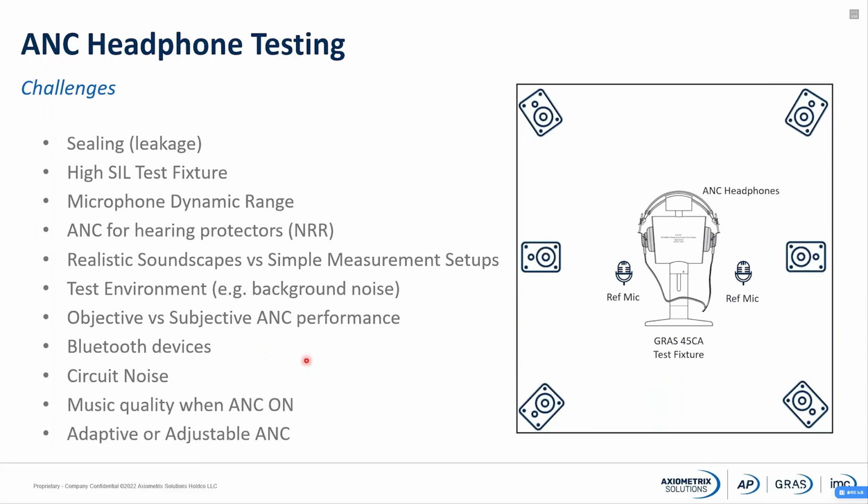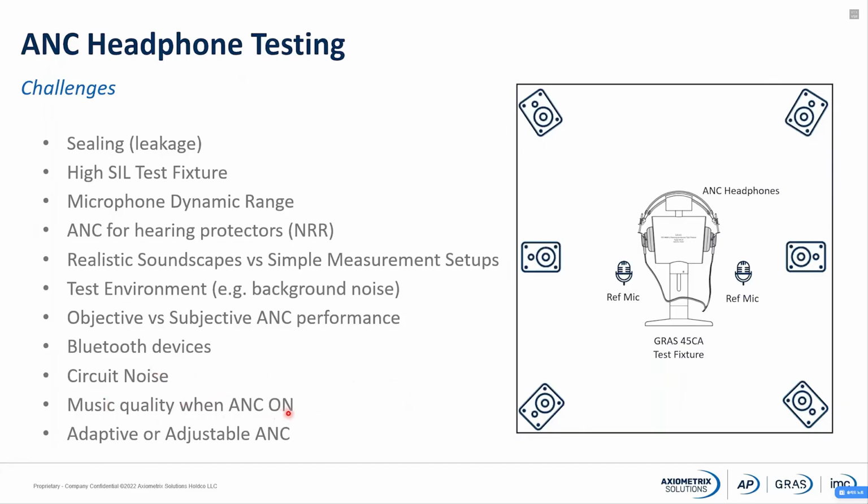Bluetooth devices: we say that the DUT doesn't have to be connected to the analyzer, but ANC measurements are typically performed in the context of a lot of other headphone measurements. So if we are dealing with a Bluetooth headphone or headset, we might want an analyzer that is already compatible with Bluetooth headphones and headsets, so we can perform all the measurements within the same measurement system. Circuit noise, this is something we're going to talk about later.